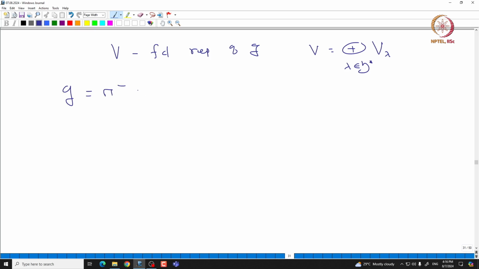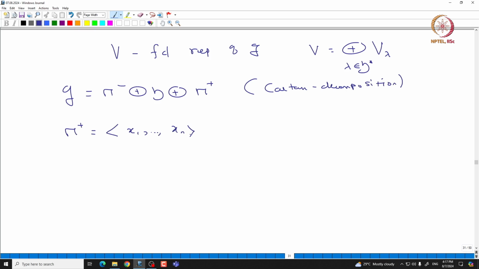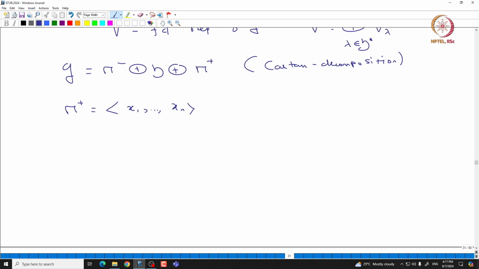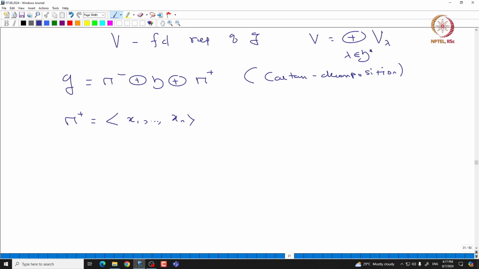So, as I already told, this is going to play a very important role. This is called the Cartan decomposition or the triangular decomposition. Now, if we use this triangular decomposition and see how the action of n plus, n minus and h acts on V, to understand that, first we need to understand how each xi acts on the weight vector. Okay. So, let us make this lemma.